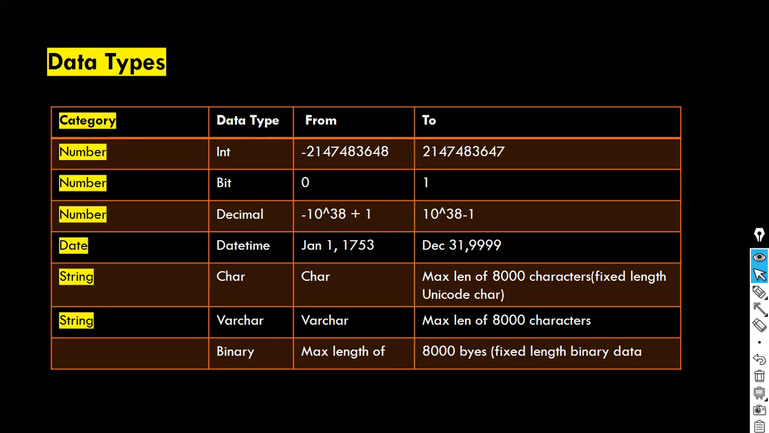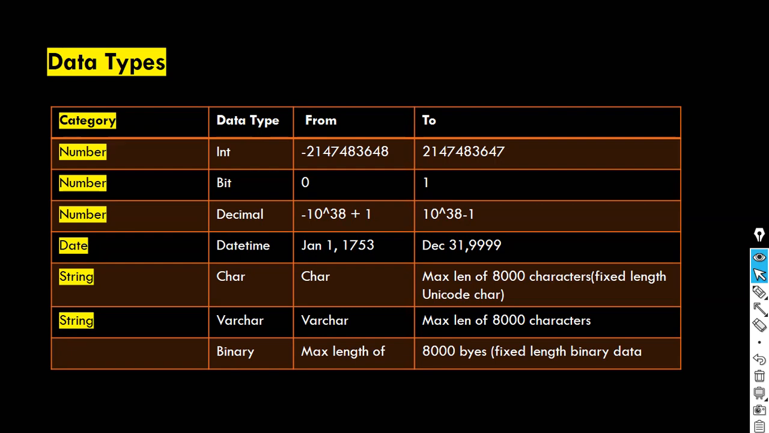It takes the values 0 or 1. The integer takes values anywhere between these two ranges. Similarly, the decimal takes anywhere between these two ranges, and datetime takes values between this range. So if you try to insert any date just prior to this or just after this, it will not work.